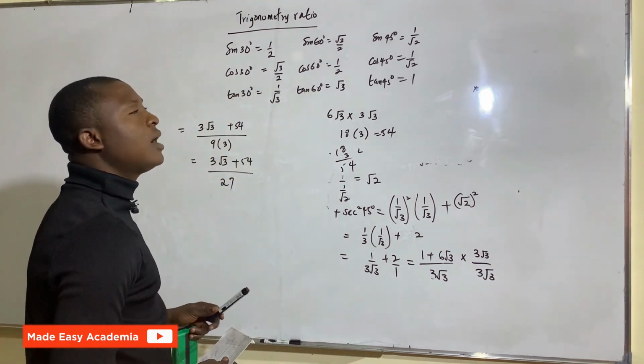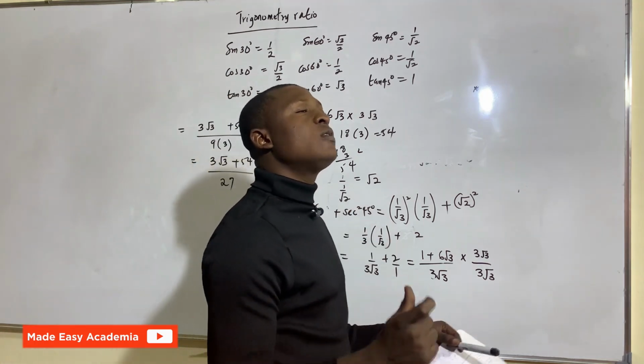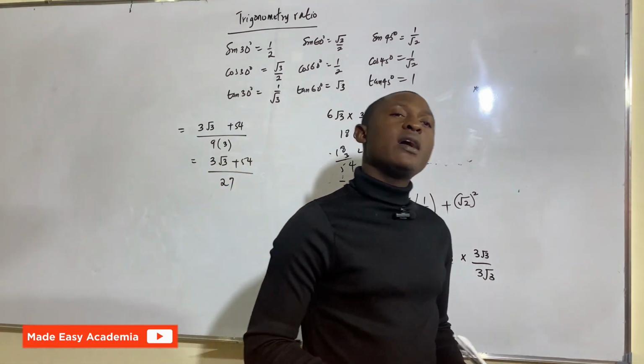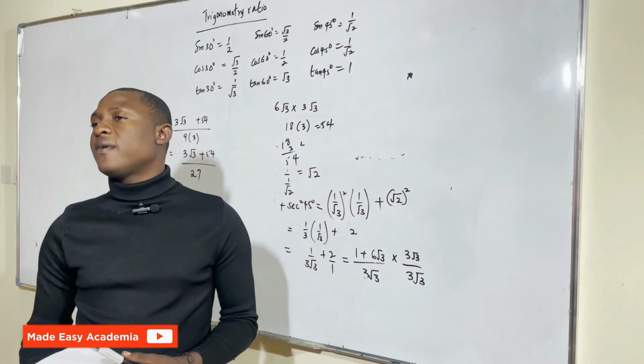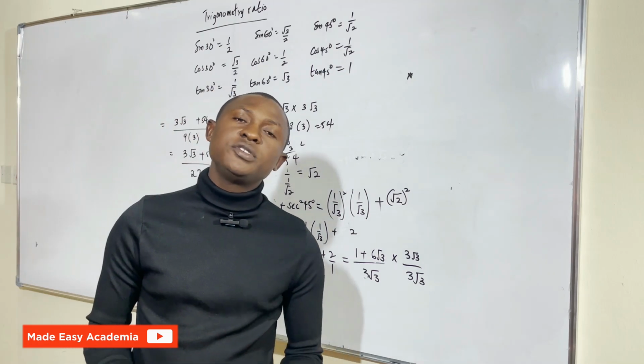So this is what we call trigonometric ratio. The only thing you need to do here is just master the values of them one after the other, when we have angle 30, when we have angle 60, or when we have angle 45. Each of them has their own standard value under the trigonometric ratio.